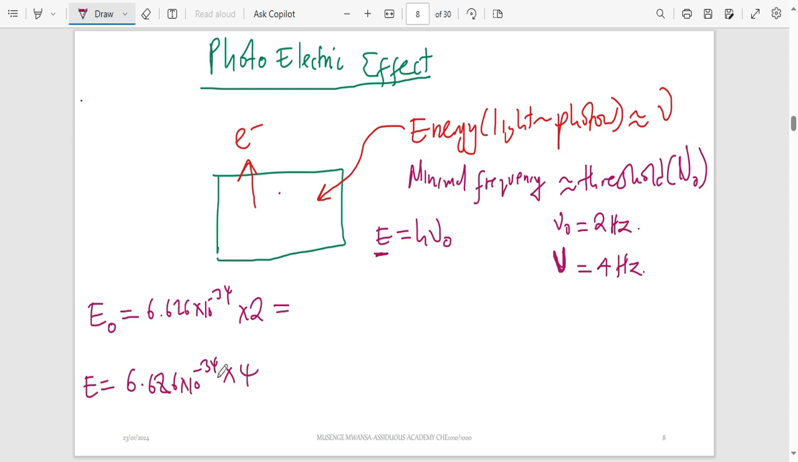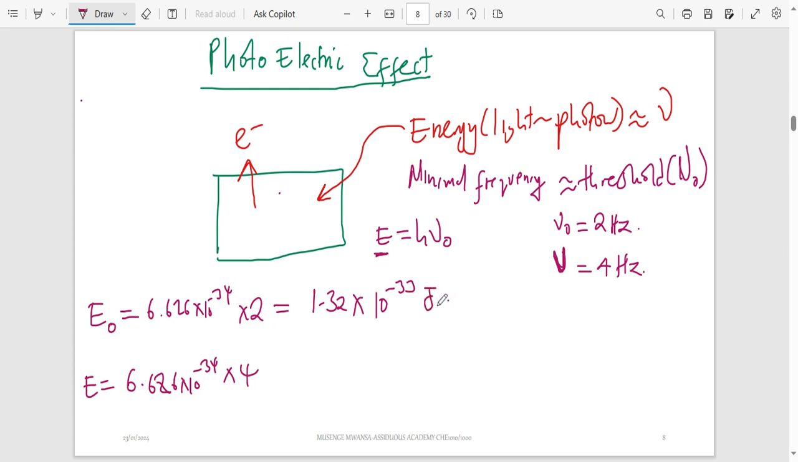Okay, times 2. So if we multiply by 2, we're going to get 1.32. Let me write it again. Okay, so we're going to be able to get 1.32 times 10 to the power negative 33. This is going to be in joules.